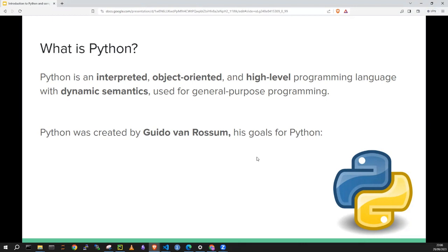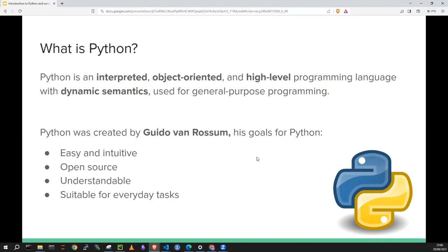And essentially, he had these goals for Python when developing. It has to be easy and intuitive, open source. I mean, everybody can see the architecture, the code that was used to build it, understandable and suitable for everyday tasks, right? So that is essentially the goals for Python. And if you look at it today, he stayed true to those goals. Python is quite easy and intuitive to use and understandable, and it's a general purpose language. You use it in a lot of places, as you will see.